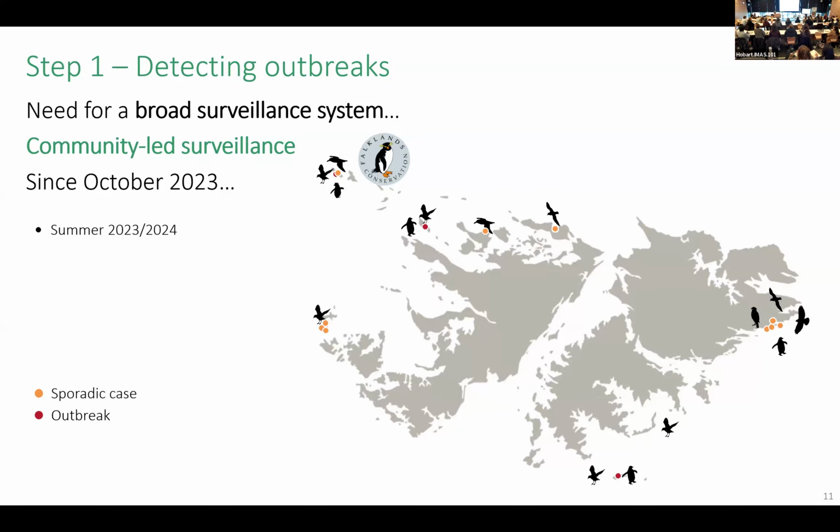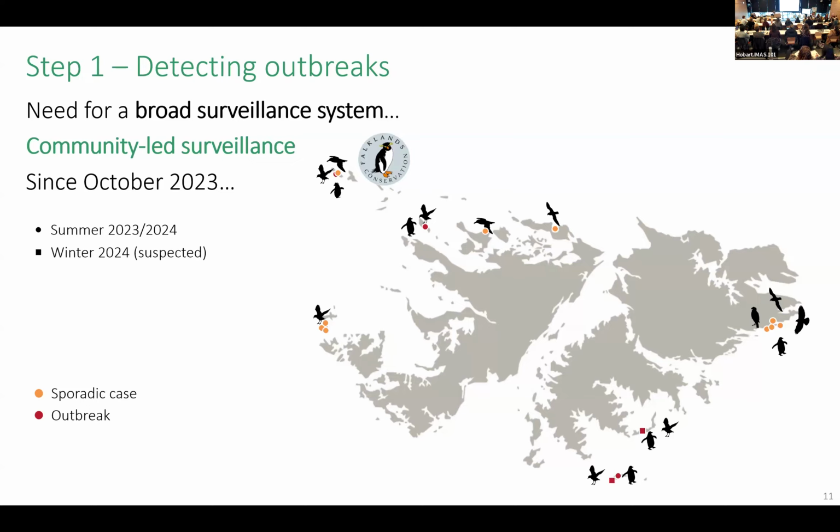So we had a few cases here and there, only 3 outbreaks: Sea Lion Island in Gentoo penguins in the south, Carcass Island in Gentoo penguins in the northwest, and then Steeple Jason Island with black-browed albatrosses on the very northwest. I put here the logo of Falklands Conservation to highlight that it was not just farmers reporting cases. We also had those ongoing seabird monitoring programs that were more dedicated to seabird monitoring, but not necessarily to disease, that allowed us to detect some of those mortality events.